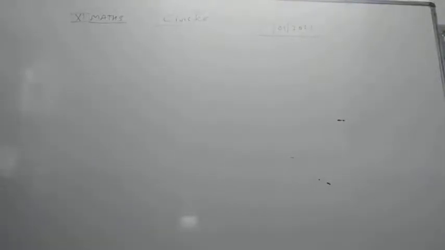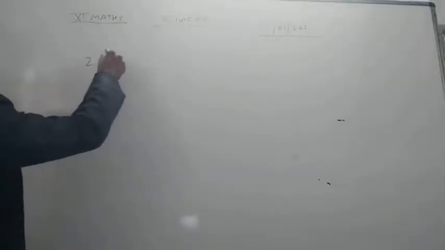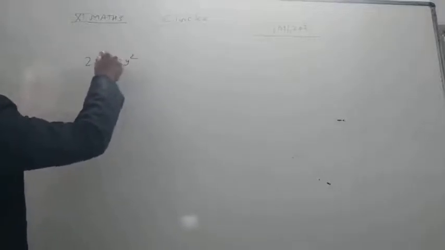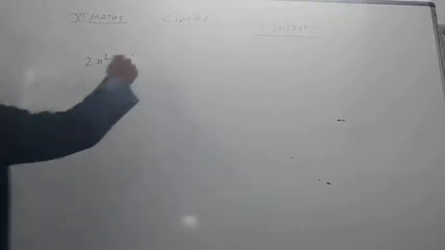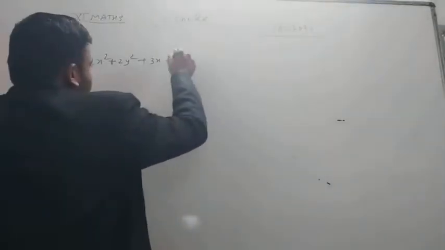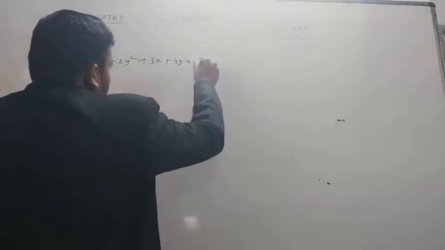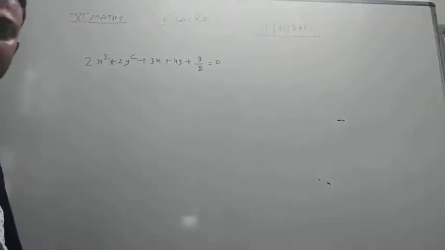Our next question is: find the center and radius of the circle given by the equation 2x square plus 2y square plus 3x plus 4y plus 9 by 8 is equal to 0 student. Okay student, so this is our next question. We have to find the center and radius.